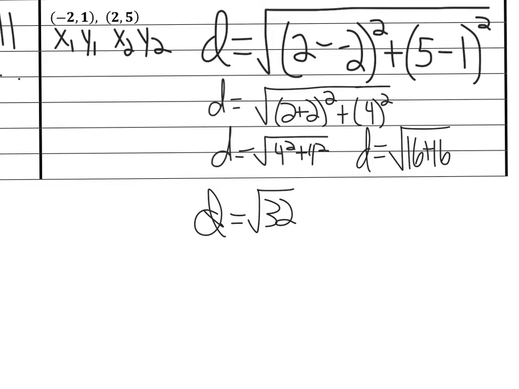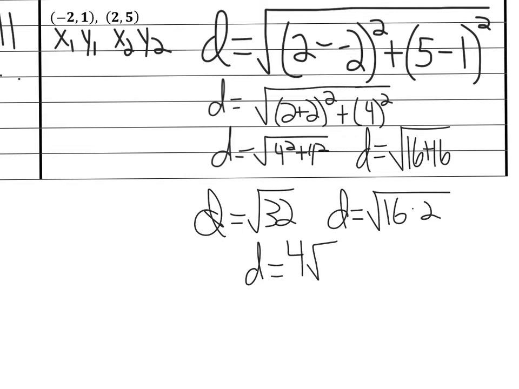Yes. What perfect squares could I split that into to simplify it? Nora? 4 and 8, or 16 times 2. Which one's going to have me do less steps? 16 and 2. So I'm going to do 16 and 2. The largest one I can think of will help me. So if I split it into 16 and 2, what's my final answer? D is equal to 4 square root of 2.